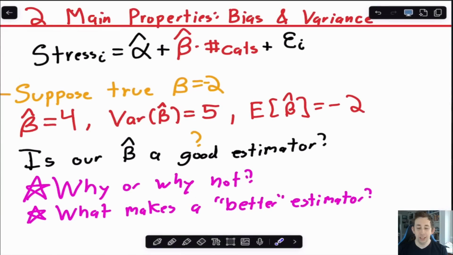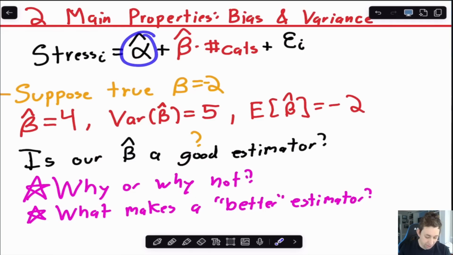So first, I'm going to leave out consistency for a hot second, and I'm just going to talk about bias and variance, which are two main properties. So let's suppose that we're continuing with the example we had last time, regressing stress level on the number of cats. And so maybe I have some data, the data that I showed in those last videos, and I'm going to run this regression.